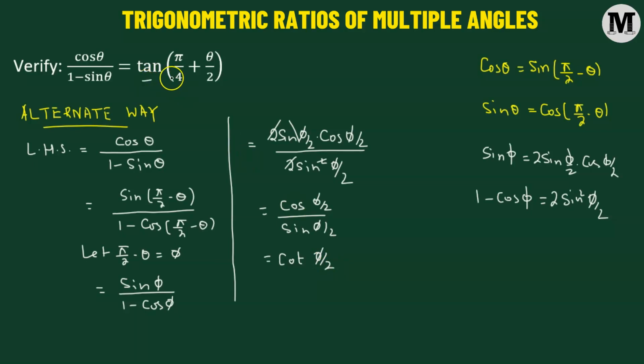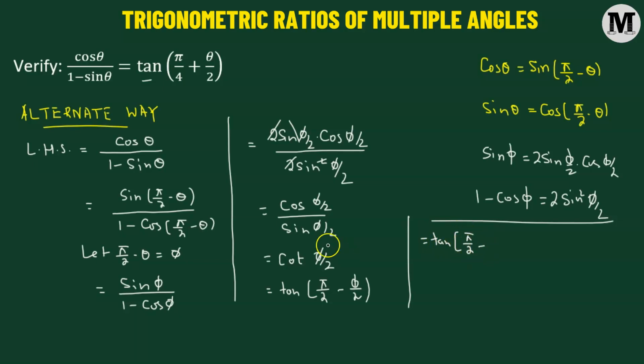But as we can see here, we need a tangent function. We don't need a cotangent function. But there's a relation. Cotangent can be expressed in terms of the tangent function as tangent of pi over 2 minus phi over 2. Fine. Now let's replace the value of phi with pi over 2 minus theta. So now we have equals to tangent of pi over 2 minus, now phi over 2 is going to become pi over 4 plus theta over 2.